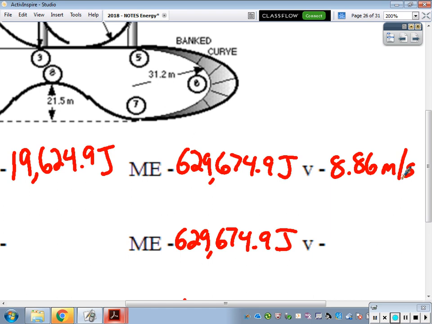Okay. Then for position 4, we are atop the loop. Be careful with it. We're given a radius of 3.12 meters. I think that's what it says. I'm sorry, 31.2 meters. So what is the height at the top of the loop?